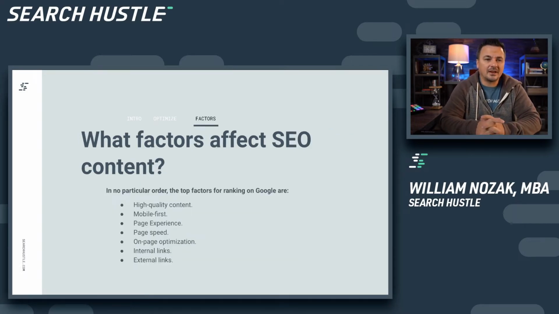So what factors affect SEO content? In no particular order here. The top factors for ranking on Google are high quality content. This is, we've done good research. We didn't buy a Fiverr to write the content. It makes sense. It matches up against the user's intent.